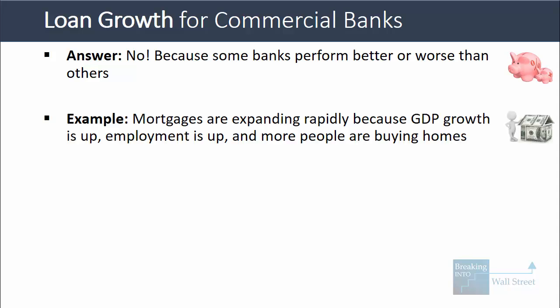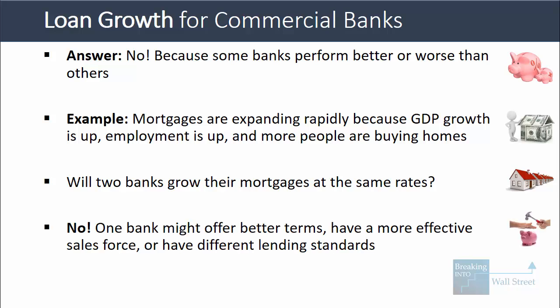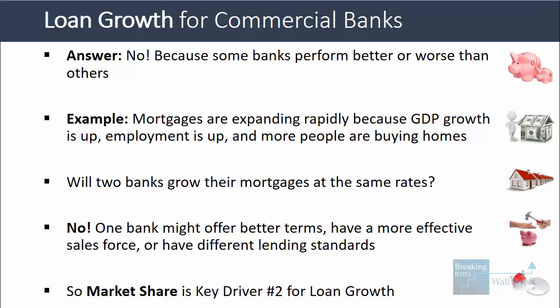For example, let's say that mortgages are expanding rapidly because GDP growth is up, employment is up, and more people are buying homes. If this is true, will two banks that both operate in the mortgage market grow their mortgages at the same rate? And the answer is no, of course not, because one bank might offer more favorable terms and therefore gain more customers. One bank might have a more effective sales force. One bank might have different lending standards. So one bank might be very stringent. It might not approve that many people, but another bank might have much looser standards and approve far more loan applications. So market share is the second key driver for loan growth.